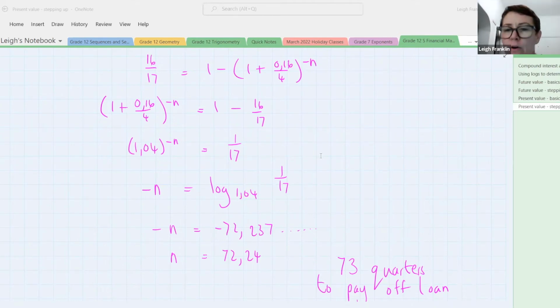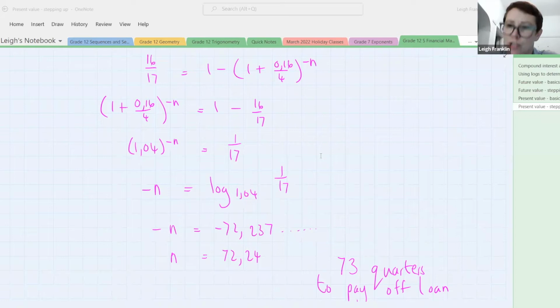Ma'am, when we're calculating the n value, do you always round up the number? Good question, Aisha, very good question. The reason I'm saying it would take 73 quarters to pay off the loan is because if there were 72 payments, if it was paid off by 72, then the loan wouldn't be paid off because of that decimal. Does that make sense to you? Because there would still be a little amount outstanding. If we said 72 quarters, there would still be 0.24 that would be required to be paid off.